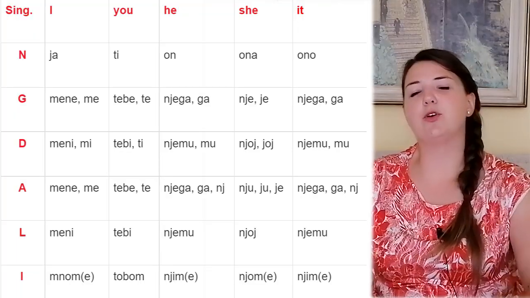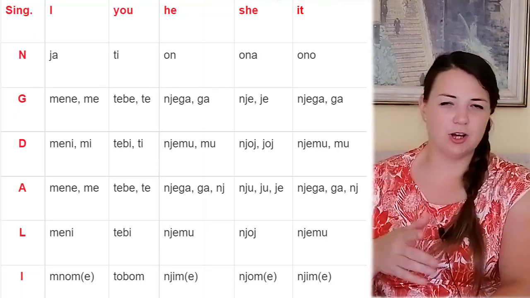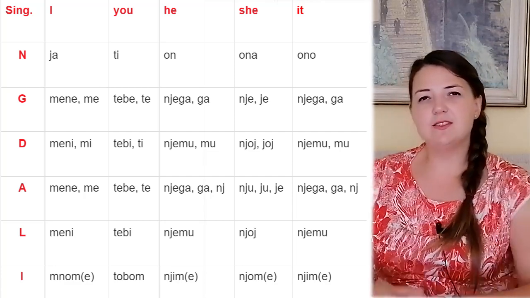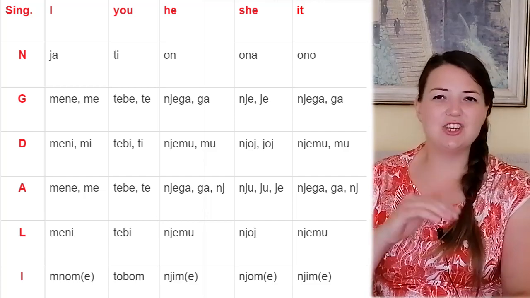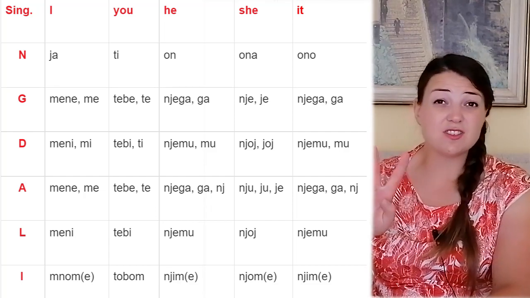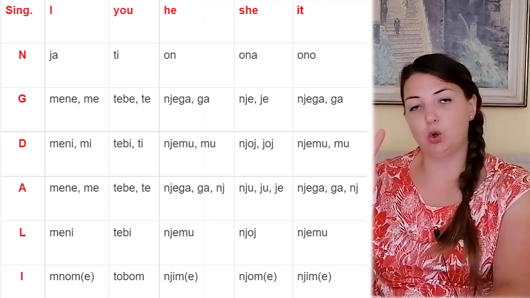I'll put them up here on the screen and I will read each one to you so that you can learn to pronounce them and learn to listen to them carefully. So let's look at all these other forms. I have already talked about ja and ti, so let's skip that for now. Let's look at the third person singular, he, she, it. Okay, so these are the three genders, on, ona, and ono.